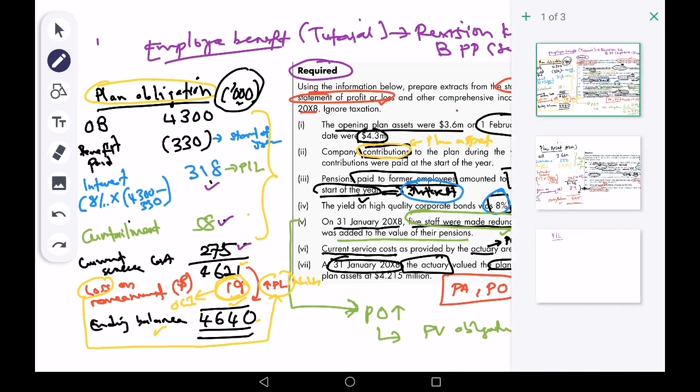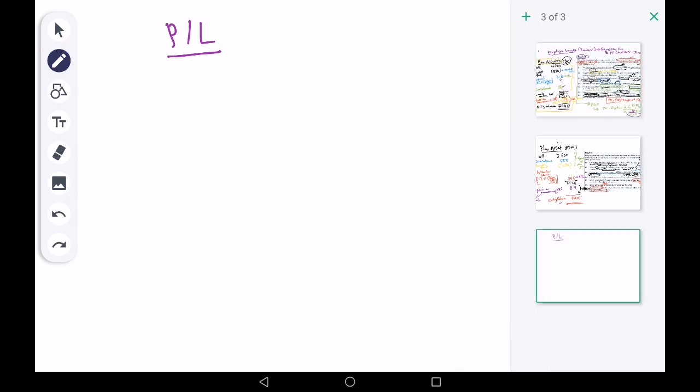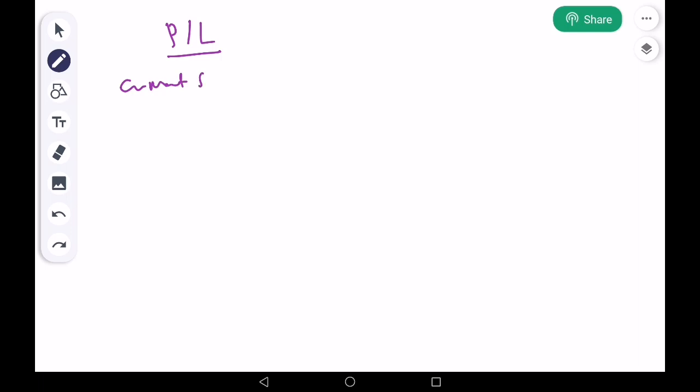Current service cost will be 275. Loss on curtailment cost will be 58.